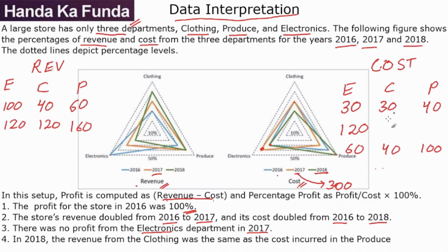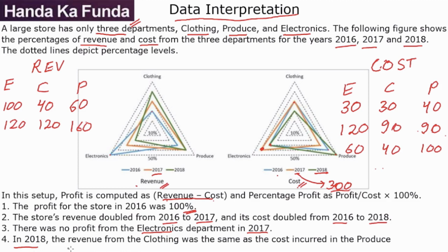clothing is 30% of it. So clothing comes out as 90, and the produce part is once again 30% of it. So that comes out as 90 again, taking my total up to 300 here. So now I have the cost for all of these years. We don't have the revenue for 2018. Probably the last sentence will give us that.